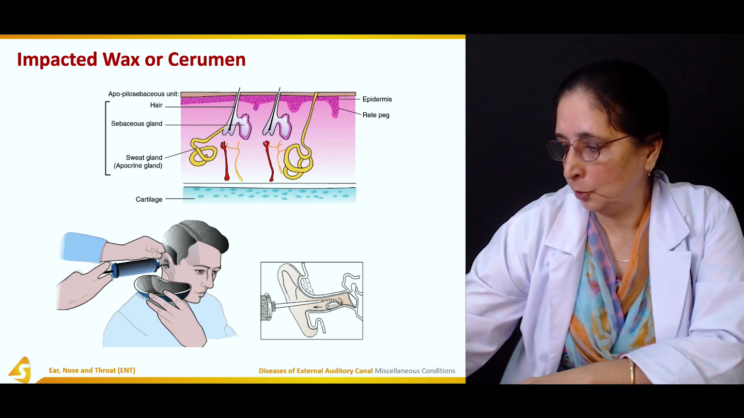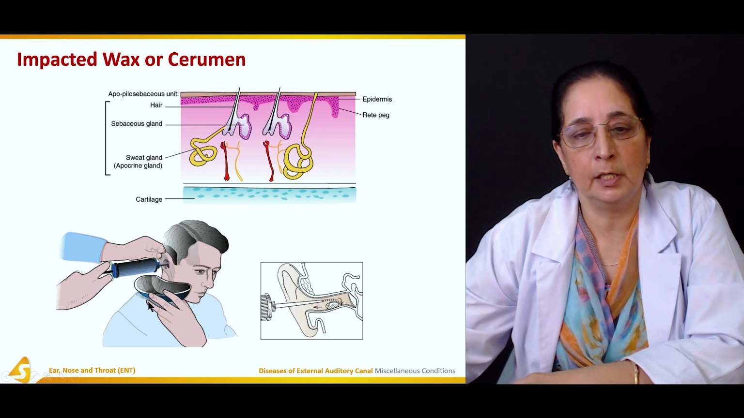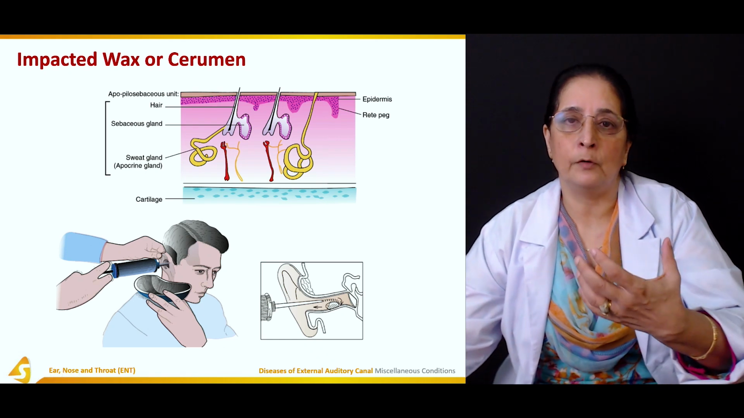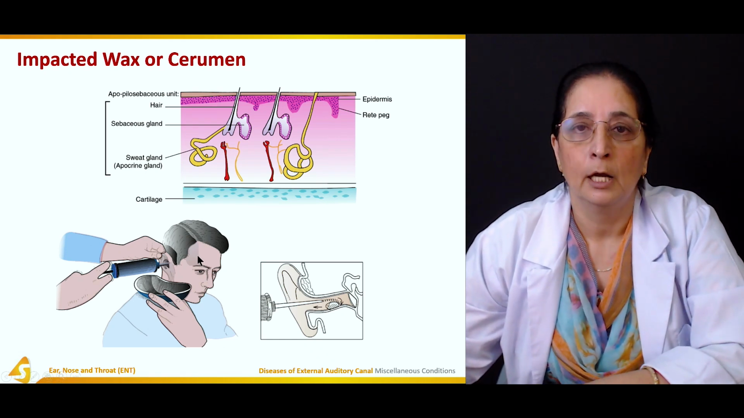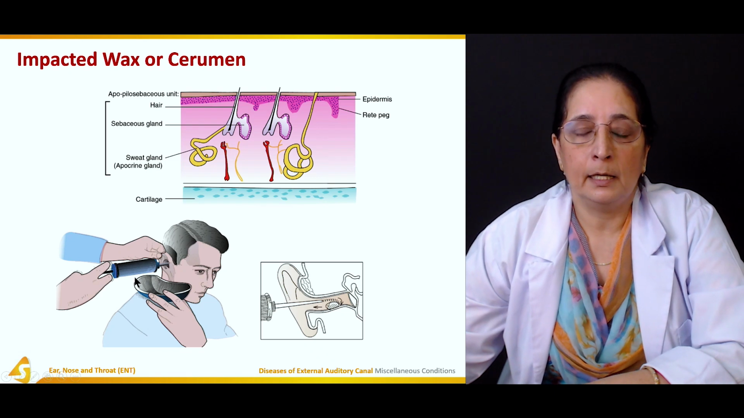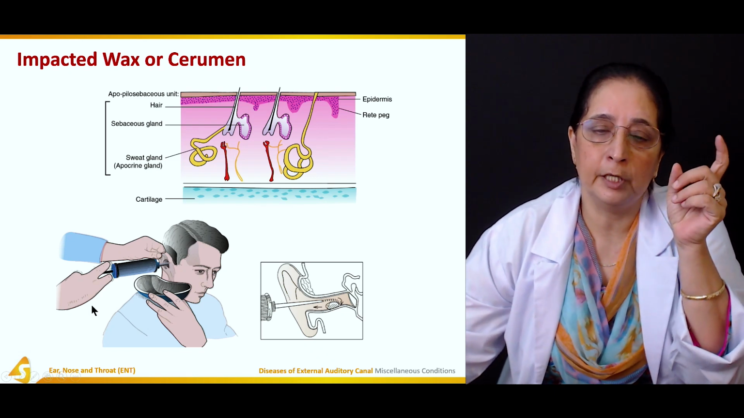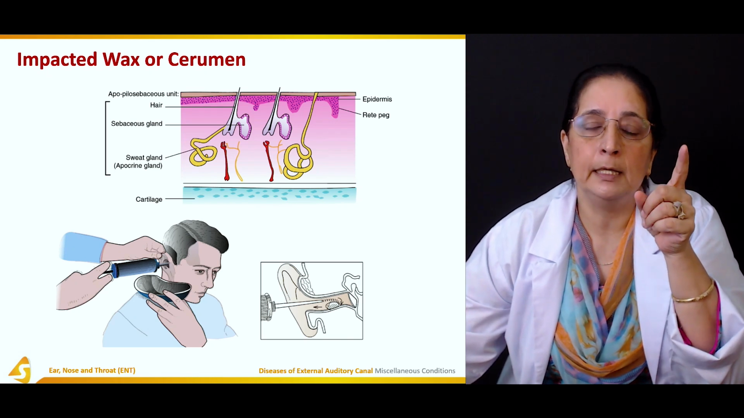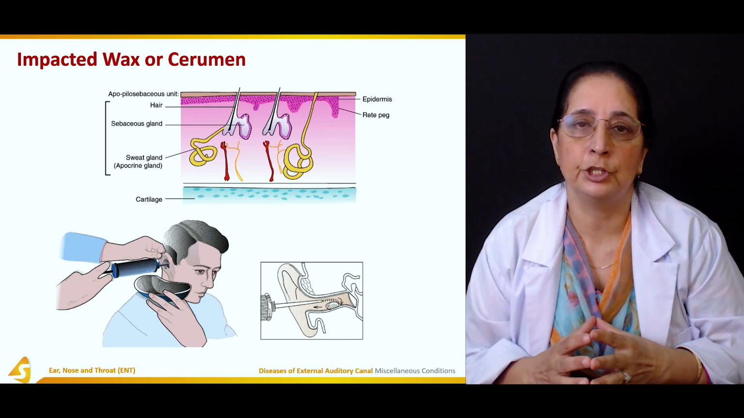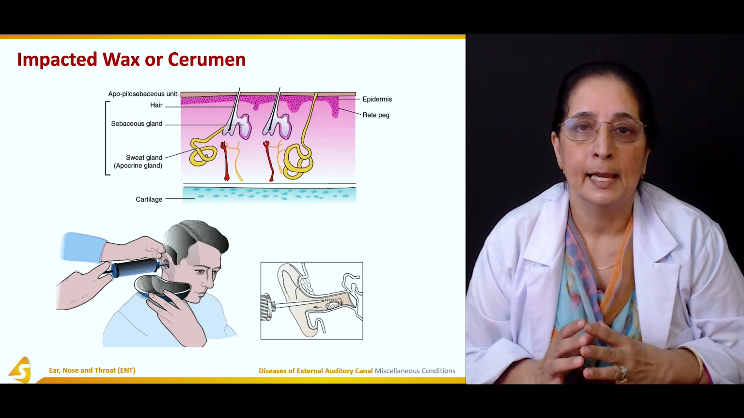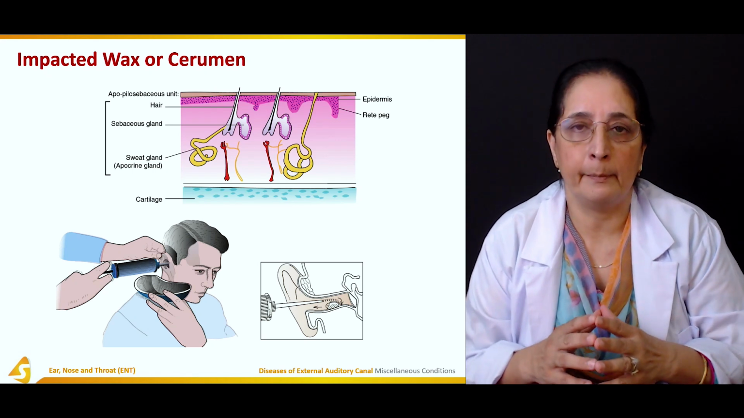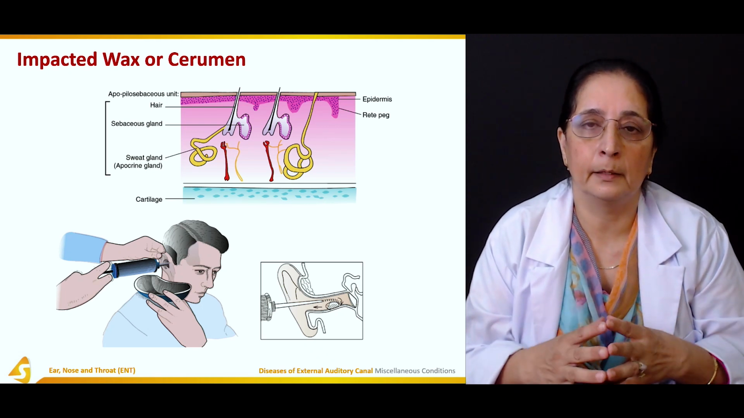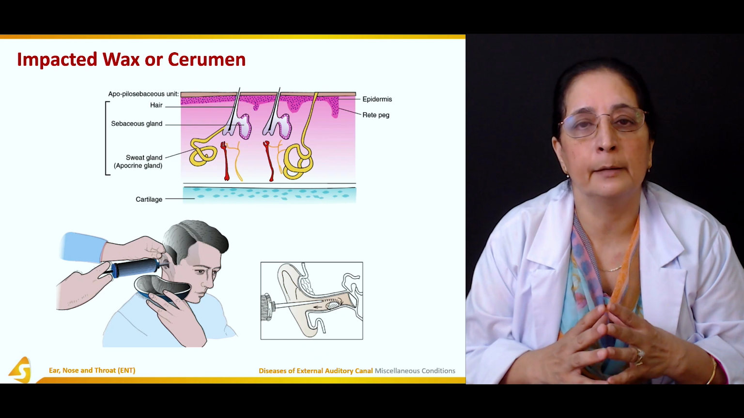The syringe used to do this procedure is the bulb syringe. It's a big metal syringe that holds about 50 cc of fluid, and the nozzle of the syringe should be pointed upwards towards the roof of the ear. The purpose of this positioning is to avoid injury to the tympanic membrane. If the flow is direct, it can damage the tympanic membrane.